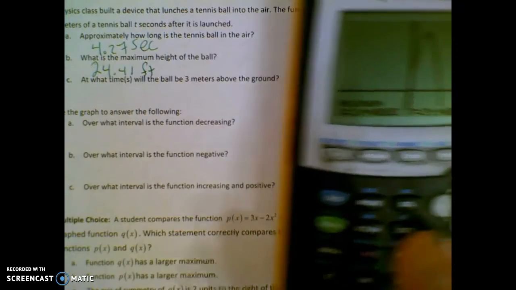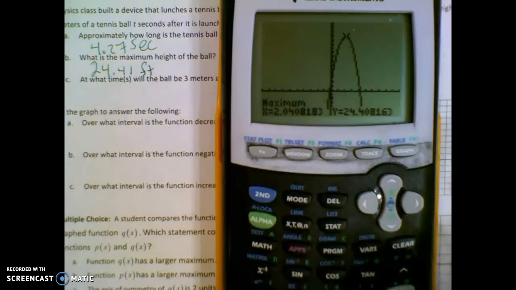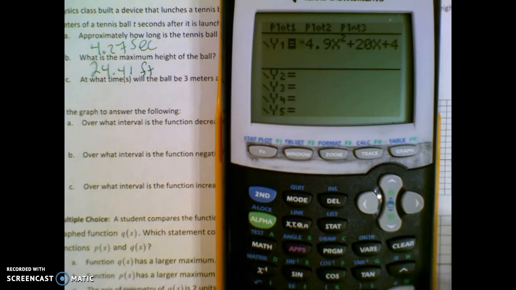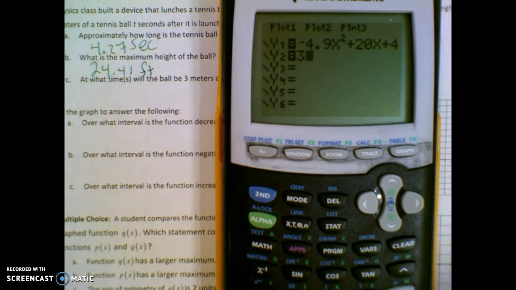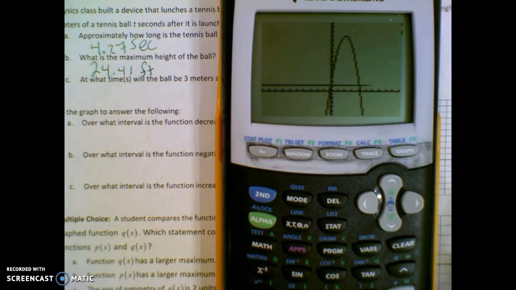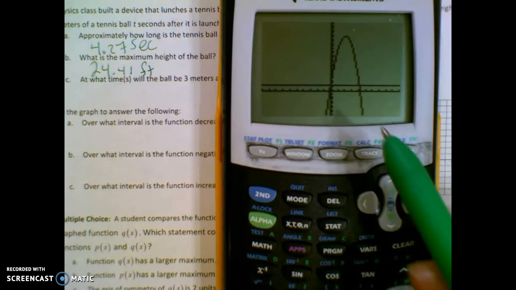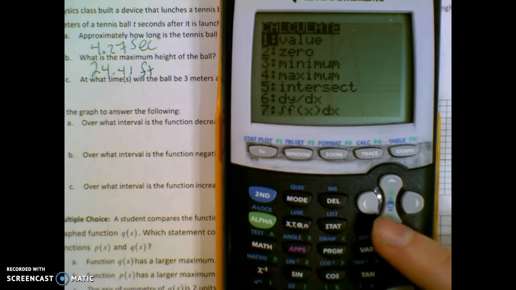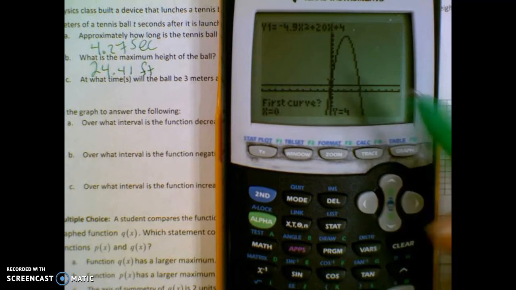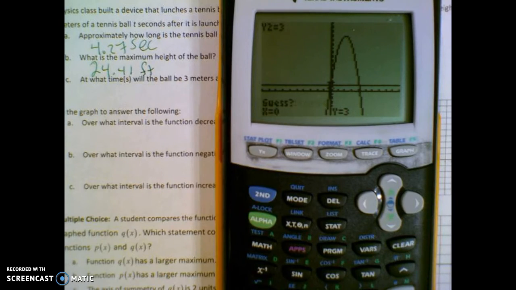All right, and then lastly for this question, at what time or times will the ball be 3 meters above the ground? So for this one, you're going to go to y equals, and if you ever want the height to reach a certain value, you just plug that number in. So I'm going to plug in 3, and I'm going to graph it. And now I'm going to go second trace and see where it intersects. So second trace, I'm going to go to intersect. First curve, press enter. Second curve, press enter. Guess, it's already there, press enter.